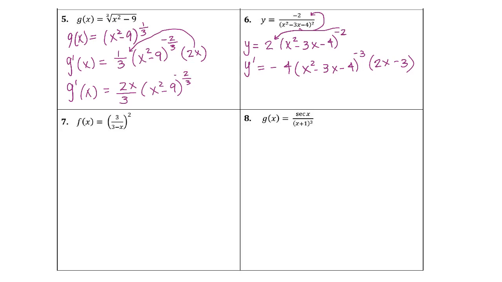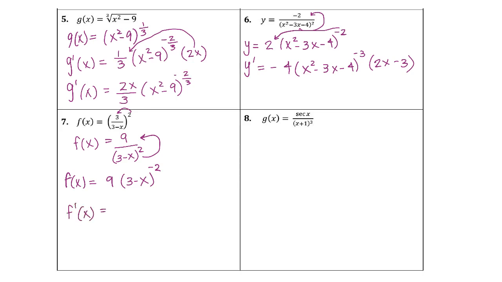Okay, for 7, let's do some rewriting. F of x equals, we know 3 squared. That's just going to be 9. And then in the denominator, we're going to just say 3 minus x, all squared. Now we can go ahead and flip this over. So again, still rewriting. So f of x equals 9 times 3 minus x to the negative 2. Now we're ready for our derivative. F prime at x equals, that's going to be negative 18 times 3 minus x to the negative 3 times the derivative of the inside.